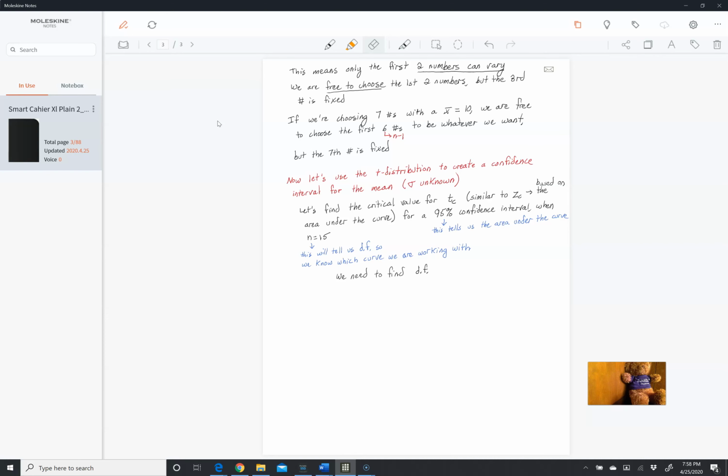But we already know what that is. That's n minus 1, always. It's always n minus 1, because we can always choose the first n minus 1 numbers, and then the last number is fixed. Okay, so the degree of freedom here is 15 minus 1, or 14.